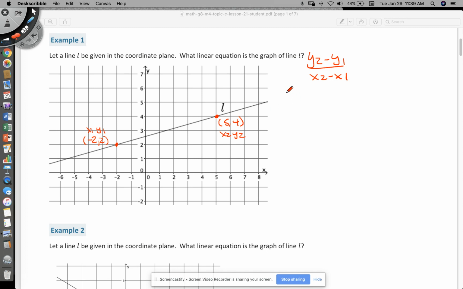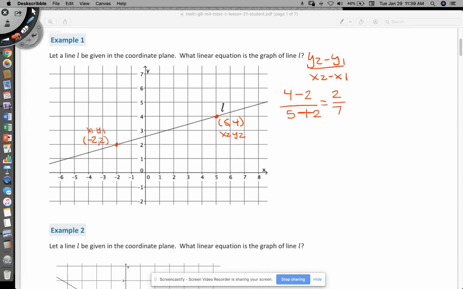So what is my y2 number? My y2 number is 4, and I'm going to subtract that from my y1, which is 2. I'm going to divide that by my x2, which is 5, minus my x1, which is -2. And real quick here, these two negatives instantly become a positive. And then I just solve. 4 take away 2 is 2. 5 plus 2 is 7.